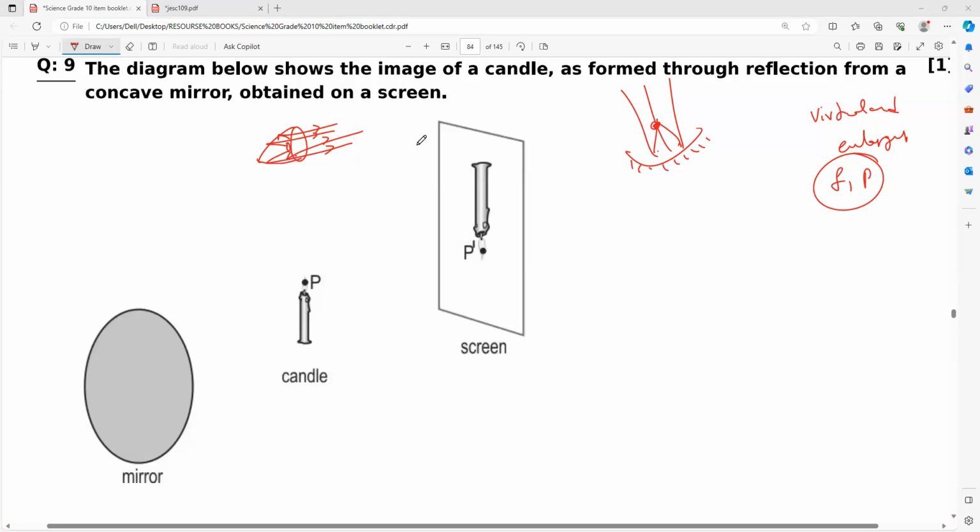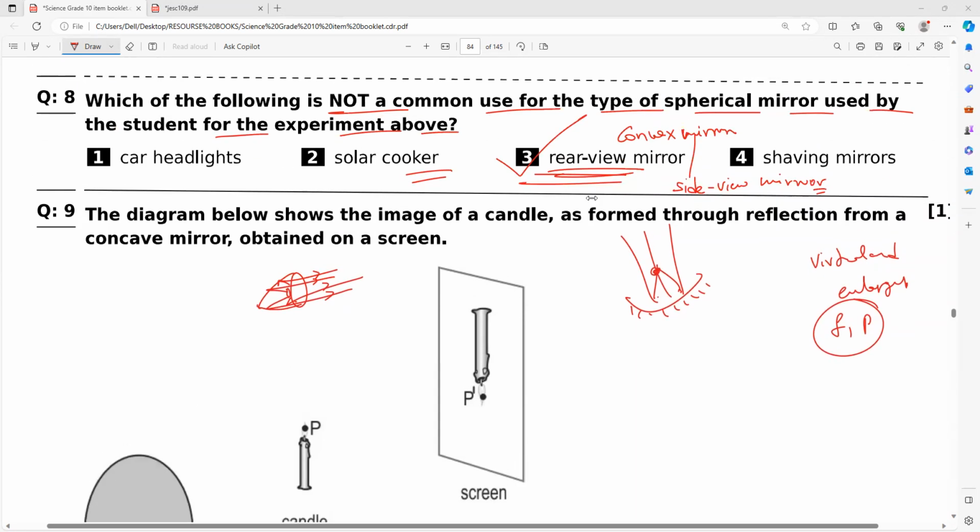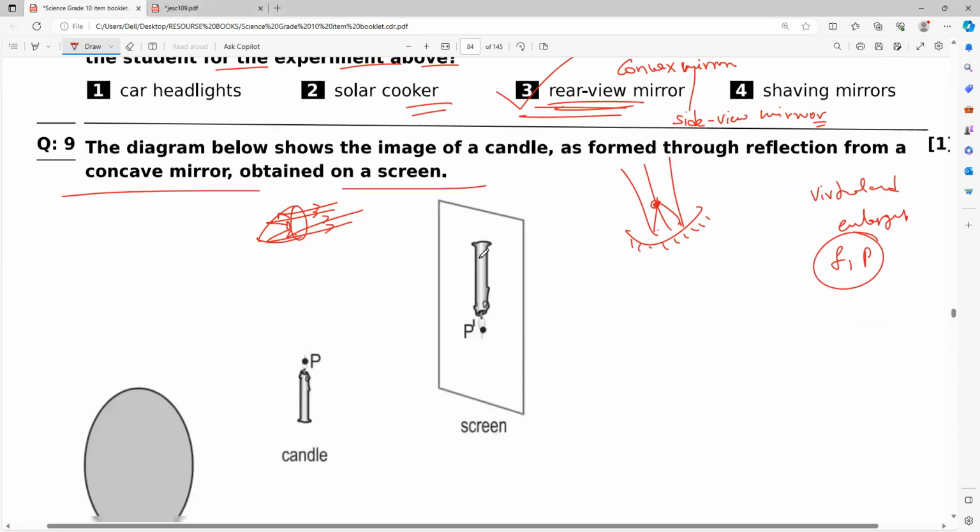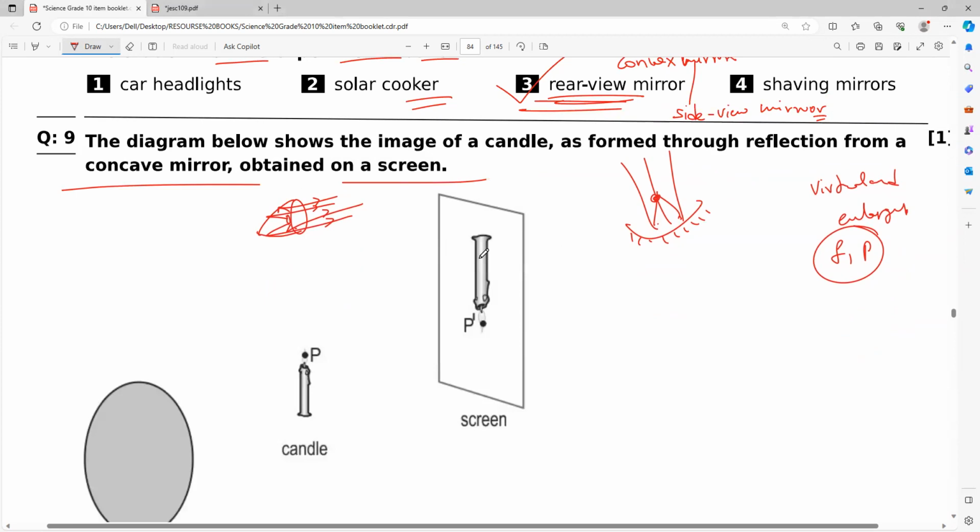So the diagram below shows the image of a candle formed through reflection from a concave mirror, obtained on a screen. So all of you observe very carefully. First, the screen, what are you seeing, everybody? Observe it and tell me. Real, inverted image you are seeing, and then a magnified image.